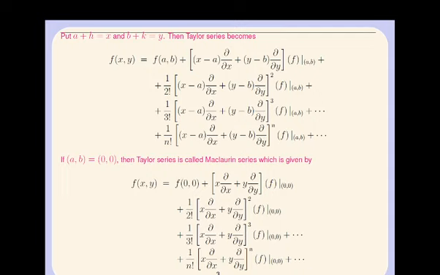If I ignore from here onwards, I have only up to 1 by 2 factorial into this expression. So I will get x square, I will get y square, I will get 2xy like that. So it will give you a quadratic approximation by ignoring this part onwards.